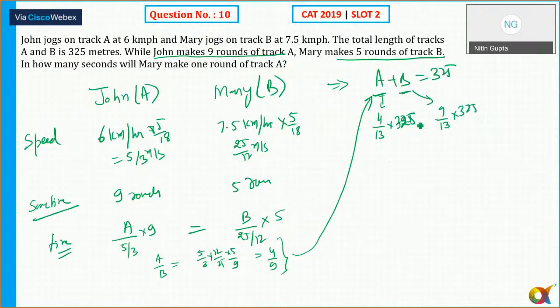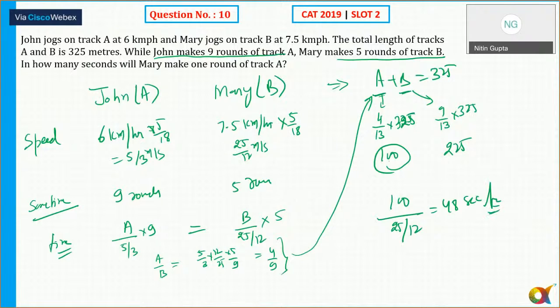It is 325 and 325. So if you solve this, the value of A comes out to be equal to 100 and B is equal to 225. And the question is, in how many seconds will Mary make 1 round of track A? So that is 100 upon the speed of Mary, that is 25 by 12, which is equal to 48 seconds. That's all.